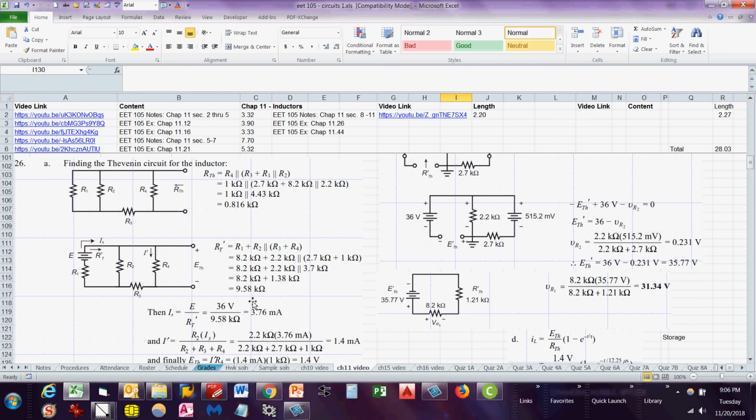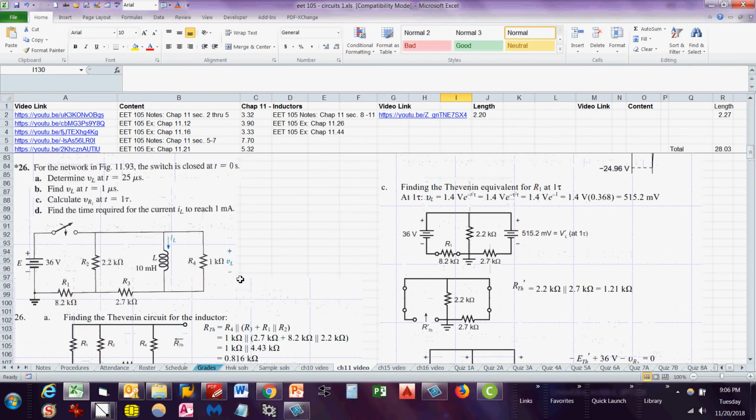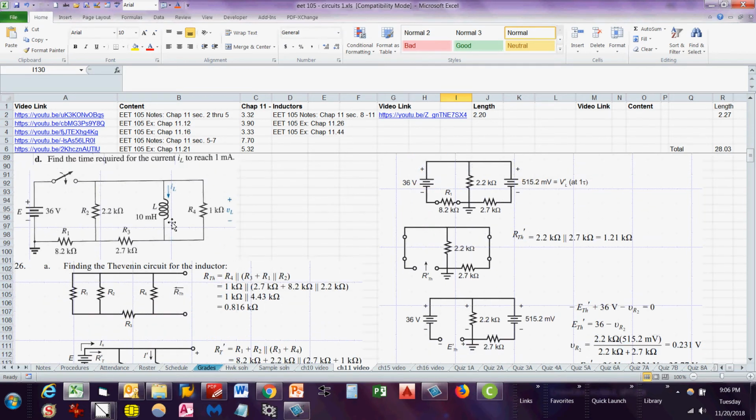EET 105, inductors 1126. It says for this network, first of all, the switch is closed at t equals 0. Determine VL at t equals 25 microseconds. So what we're going to do is find the Thevenin circuit for the inductor. So at A and B is this point right here.